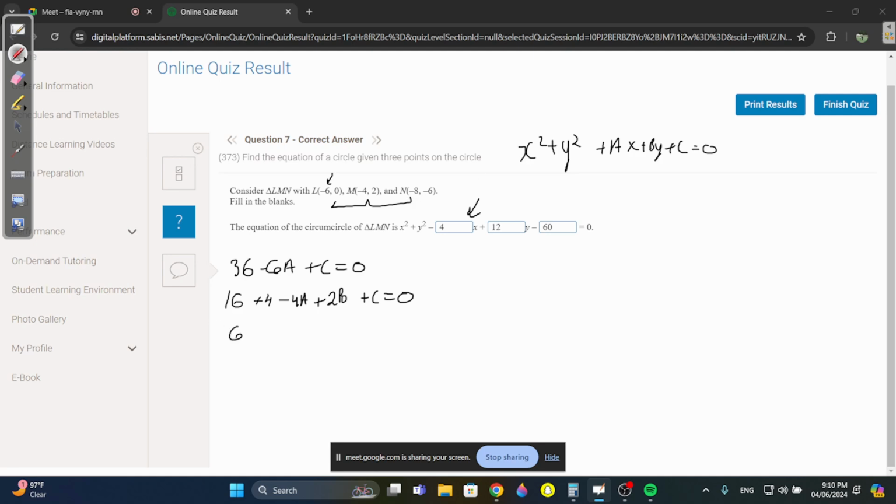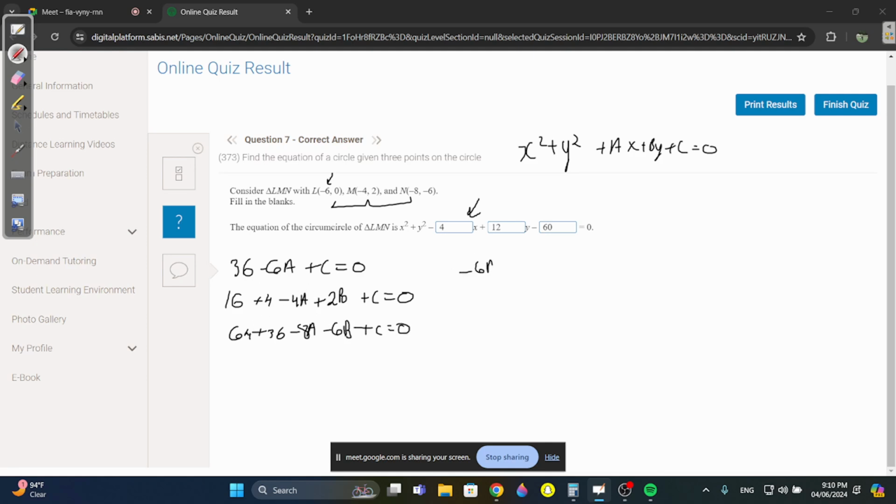Minus 8 squared, 64. Minus 6 squared is 36. Plus ax. It's a times x, so a times minus 8, which is minus 8a. Plus by. Y times b, which is minus 6 times b. And then plus c equals 0. How do you solve this? Okay, let's clean it up a bit.